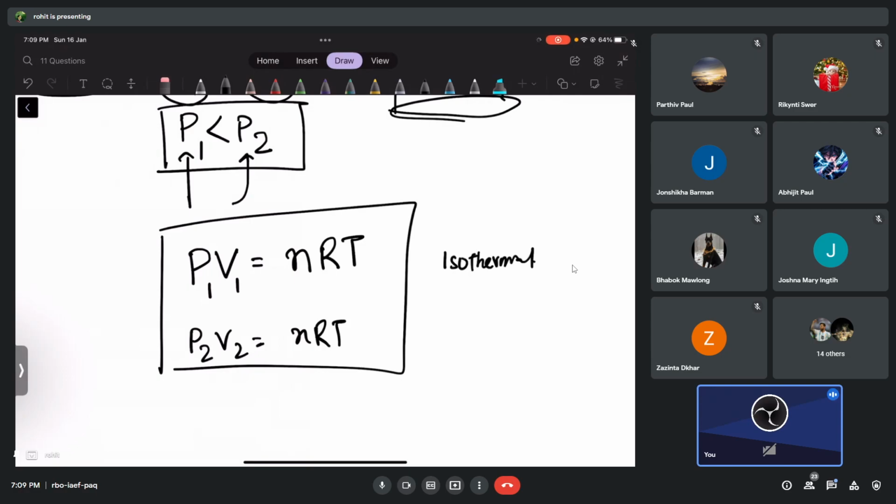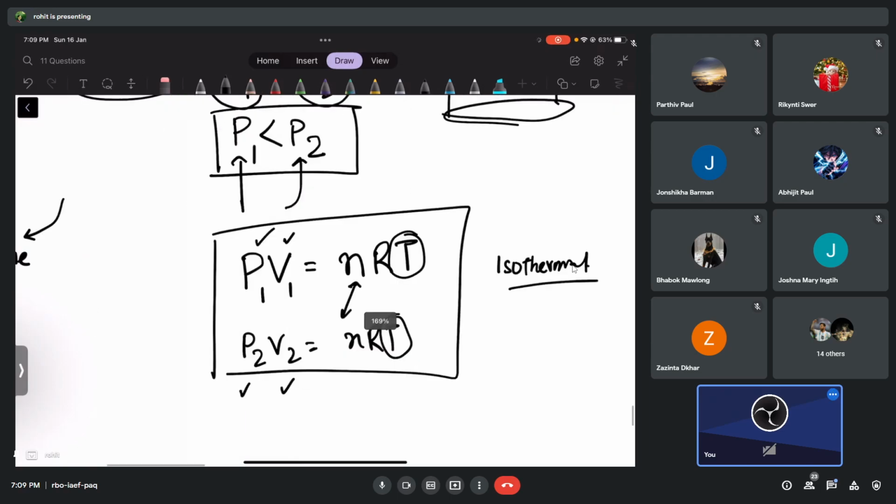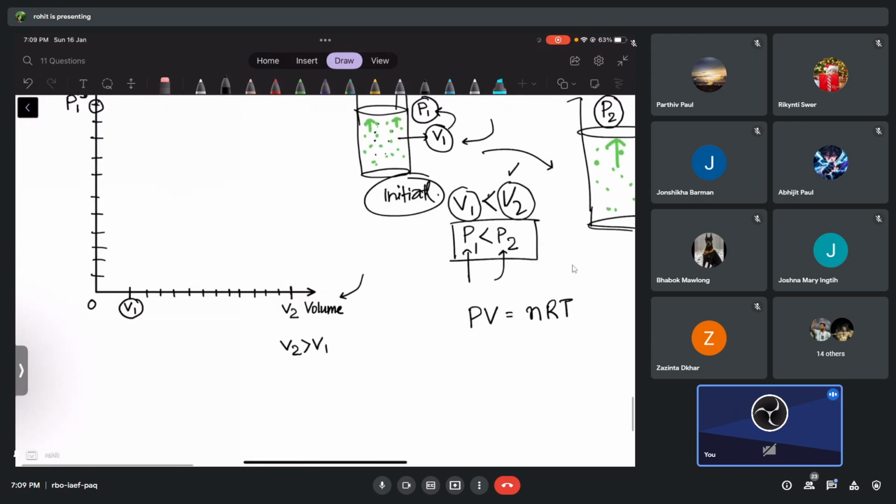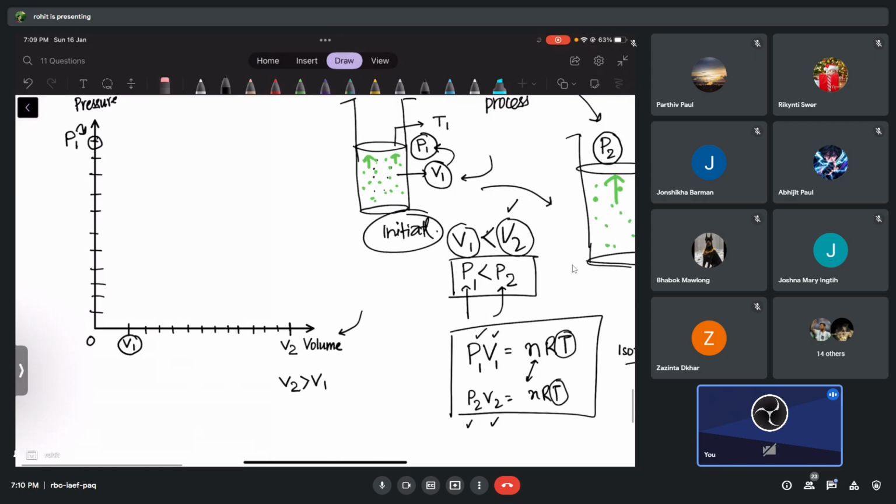In an isothermal process, the pressure and the volume can change, but the temperature does not change. So we still have these two equations that can work out, and if the volume increases, the pressure has to decrease. So how will I plot it in the graph, or how will the graph look?